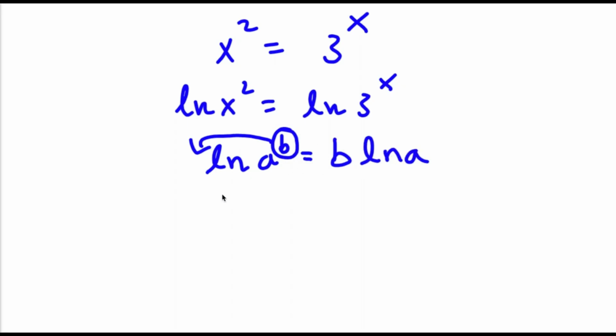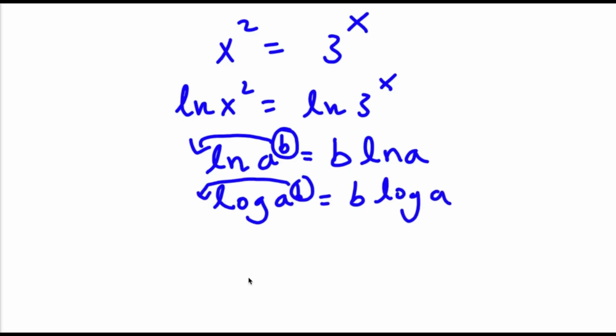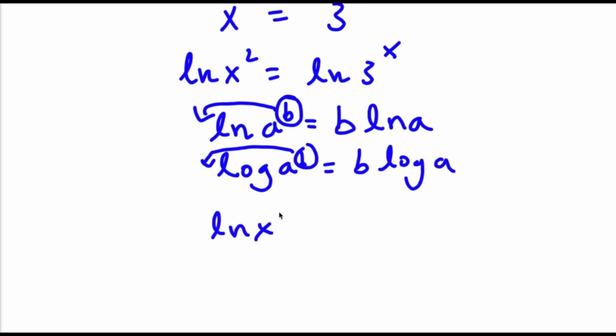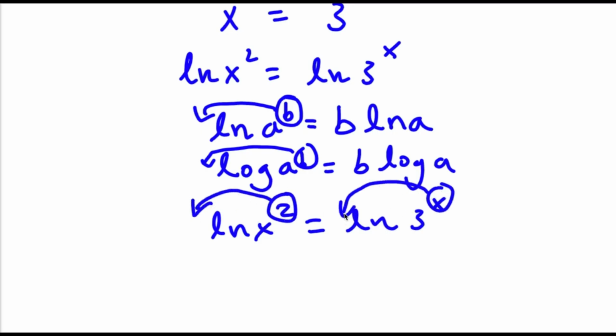And this obviously also works for normal logarithms. So if I have log a to the power of b, I can move the exponent to the front. Now I have b times log a. So now going back to our problem, ln x squared is equal to ln 3 to the power of x. If I use this property, I can actually move both my exponent here to the front. So now I'll have 2 times ln x is equal to x times ln 3.